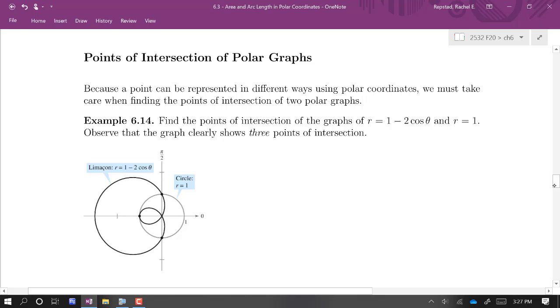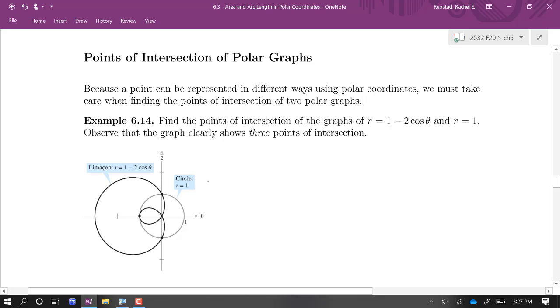In this example, we're going to find points of intersection of the graph r equals 1 minus 2 cosine theta. So that's the darker black one, the one that kind of loops around itself. And then the gray one is the circle, r equals 1. We'll note, right, we could see on the graph there are 3 points of intersection.